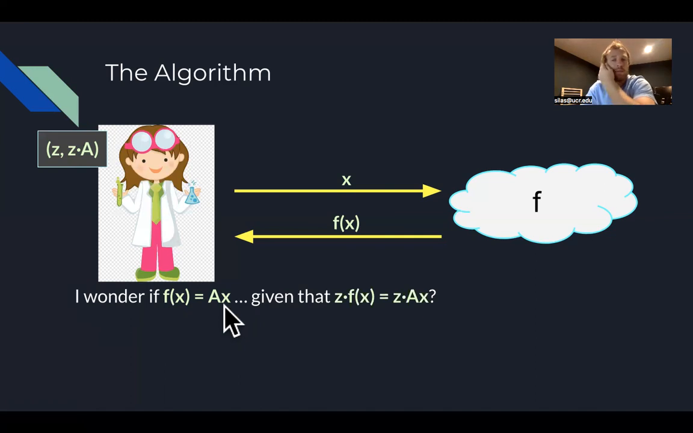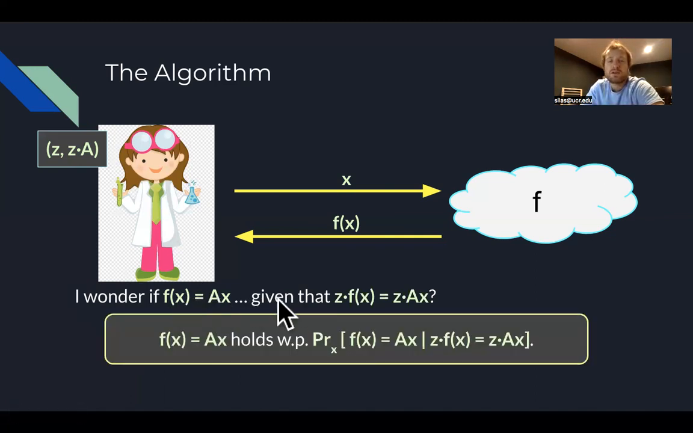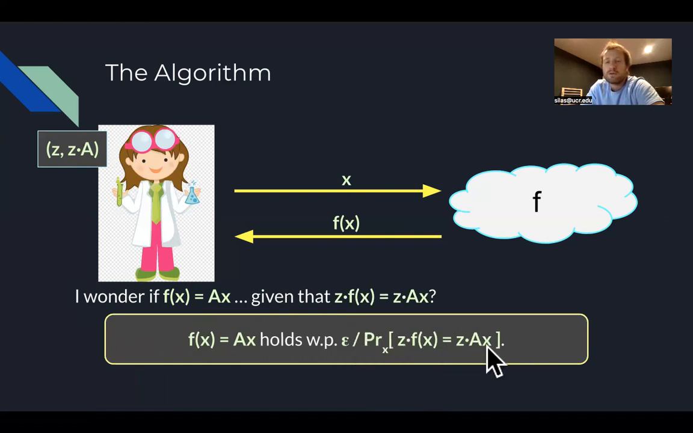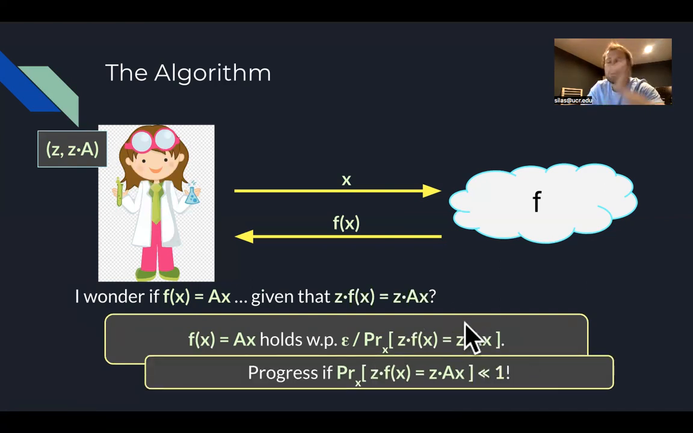And so the probability now that we're able to answer this question of whether f of x equals A of x or not is going to be this conditional probability, which is epsilon over the probability that the row that we have conditioned on is satisfied. So it's going to be epsilon divided by the probability that Z times f of x equals Z times A of x. And this is going to be progress if the denominator here is much less than 1. In particular, this probability is going to be bigger than epsilon. So we will have made progress. Recovering one row of A will have allowed us to answer this question more effectively.